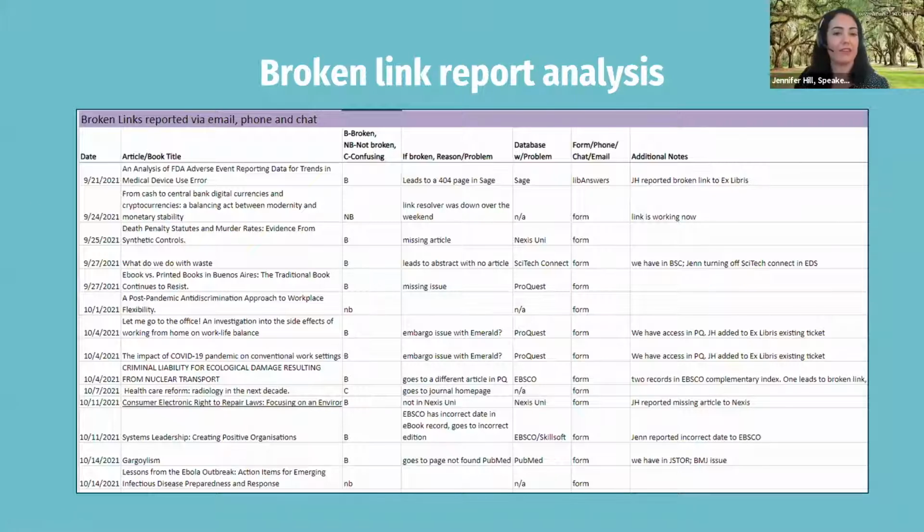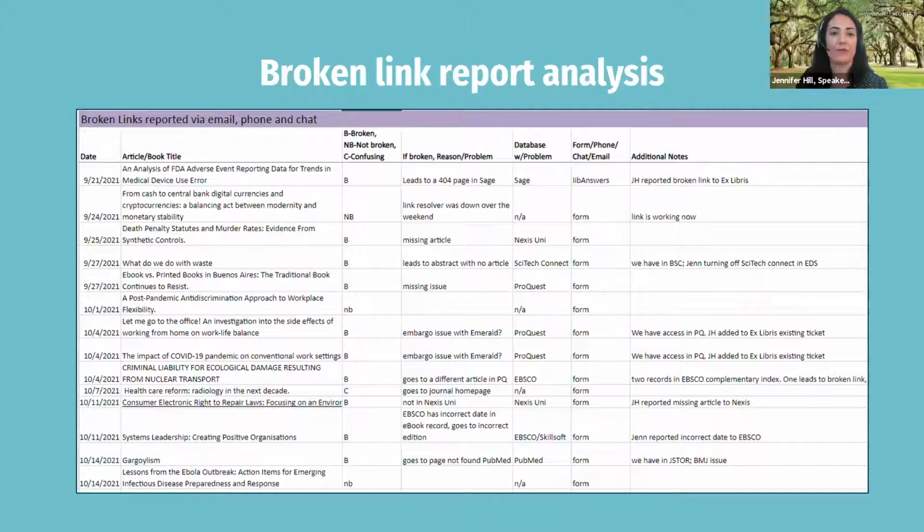All right, so finally, in addition to proactive link checking, embedded reporting forms, and instructional resources, we're tracking all broken link reports that we receive in a spreadsheet so we can look for trends and patterns. So the next step after responding to the student would be to document this on the spreadsheet. We capture the date the link was reported broken, the title of the article, and then we have a classification category of B, NB, or C for broken, not broken, and confusing.